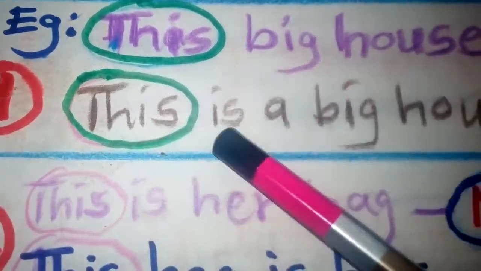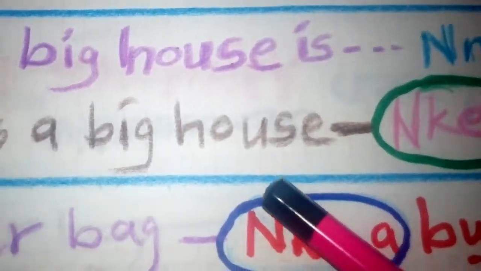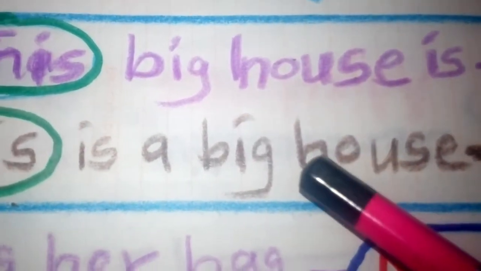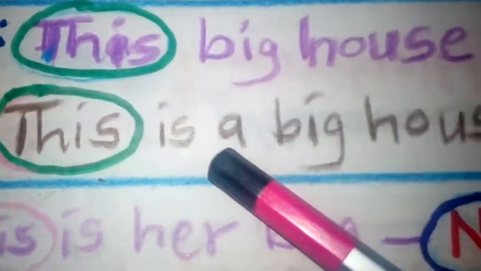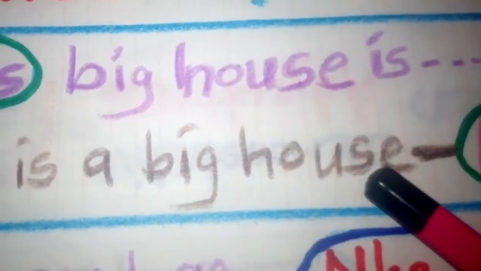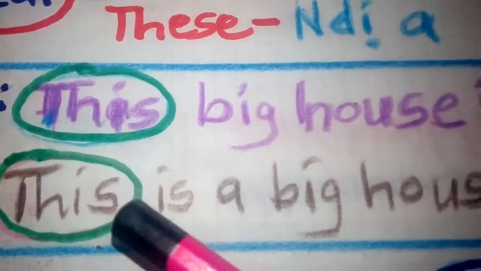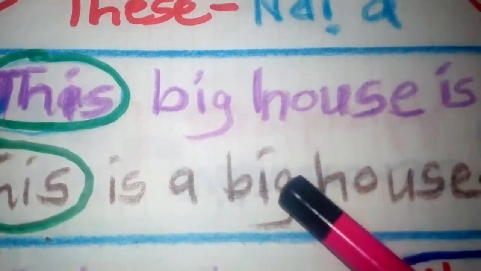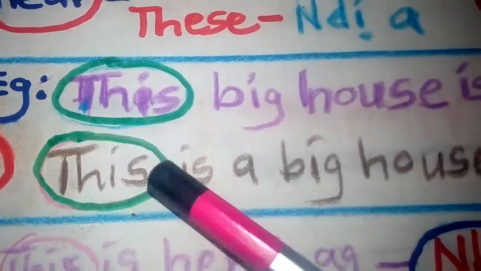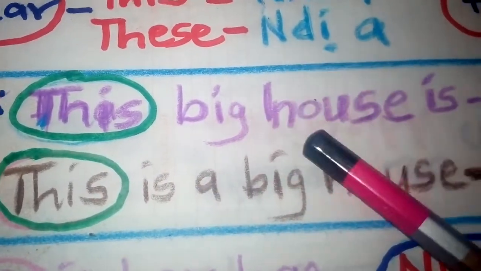Okay, this is a big house. This is a big house. They come before the house they are trying to describe, or the pronoun they are trying to describe. This is how it appears when it comes to English language.